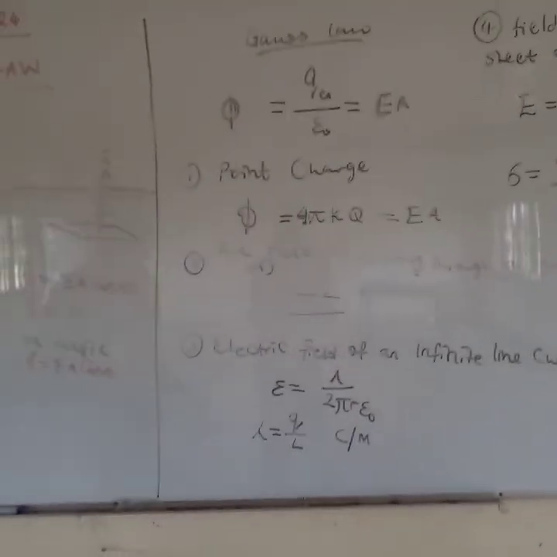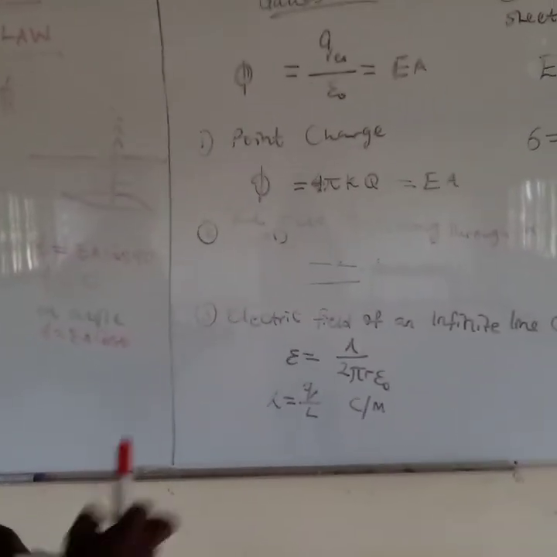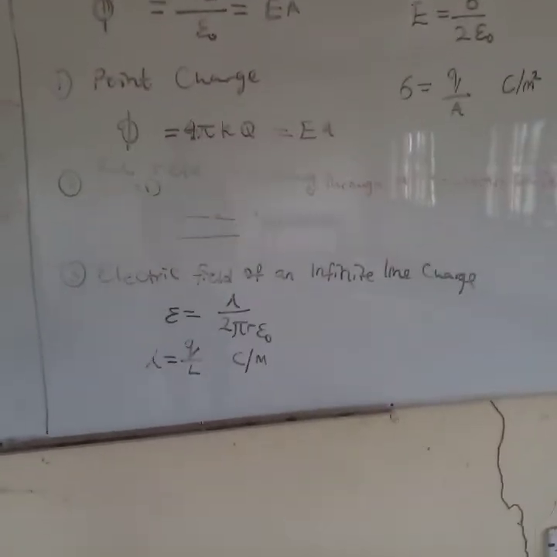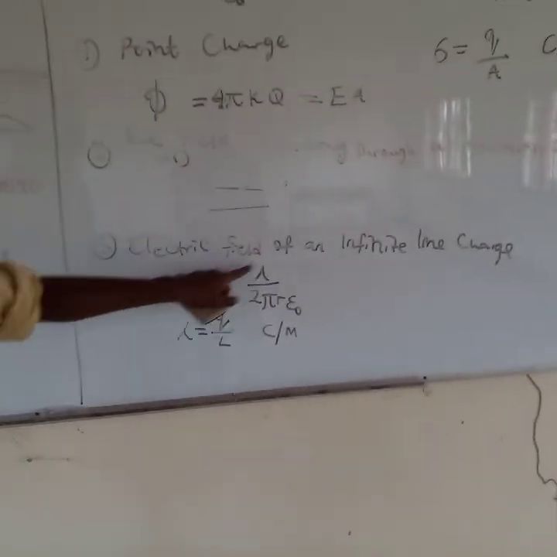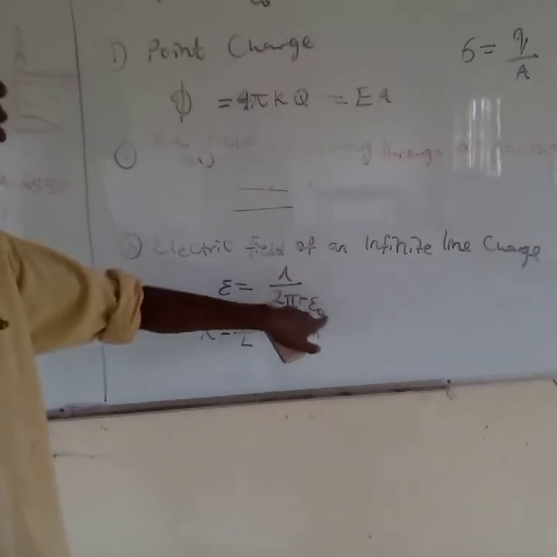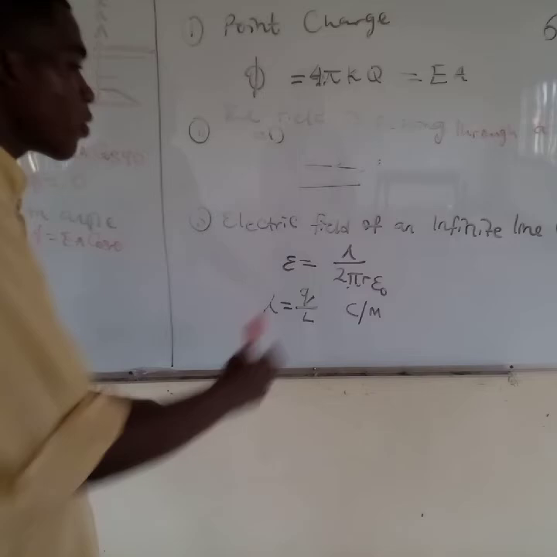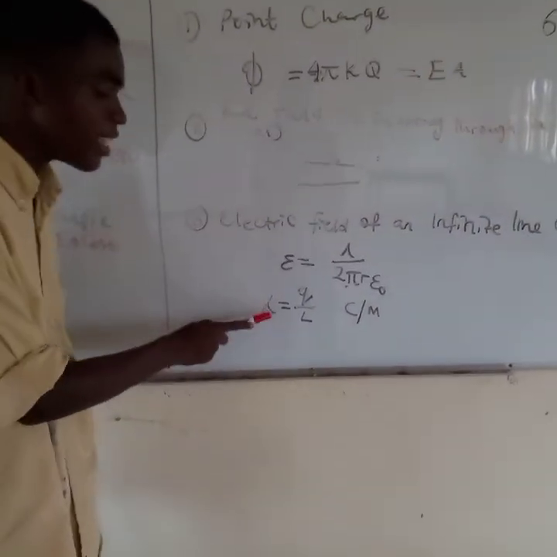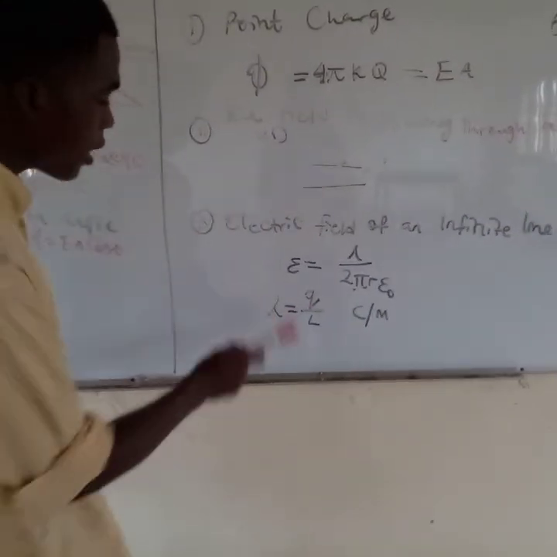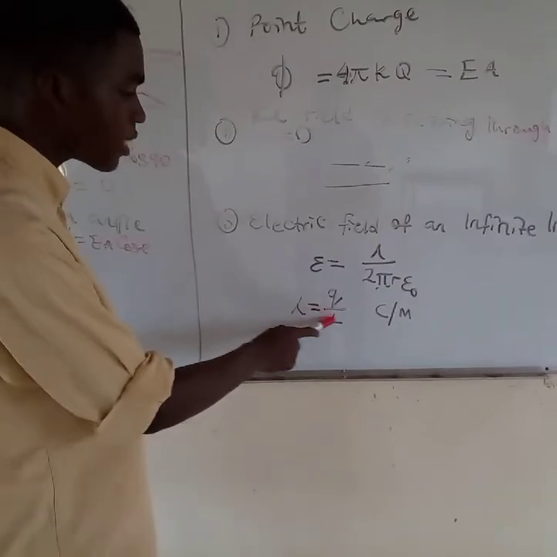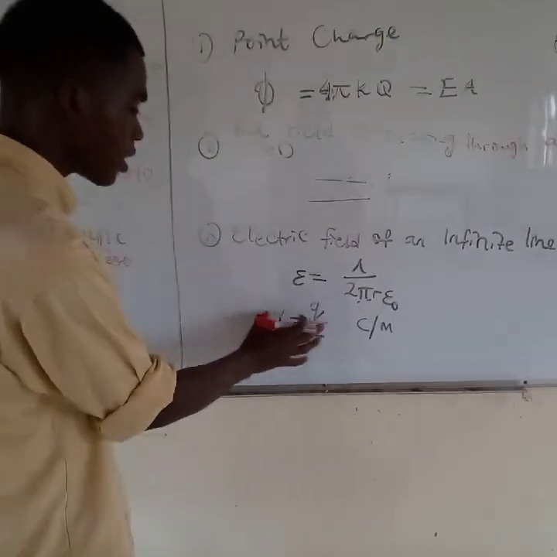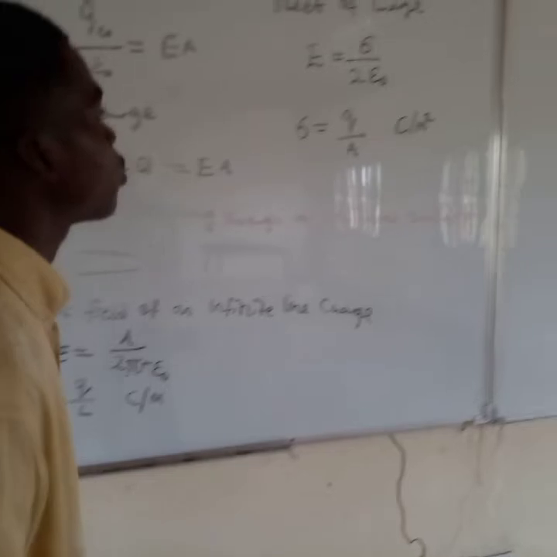Then number 3 is the electric field of an infinite line. The formula for the electric field of an infinite line is given by E is equal to lambda over 2 pi r epsilon. If you just know this one, you are good to go. Now your lambda is called linear charge density, and linear charge density is charge over the length of the conductor. Make sure you understand it. Don't worry, when you do problems on this, you will understand more.